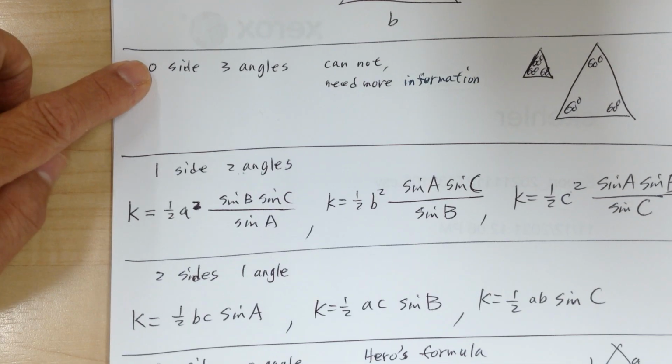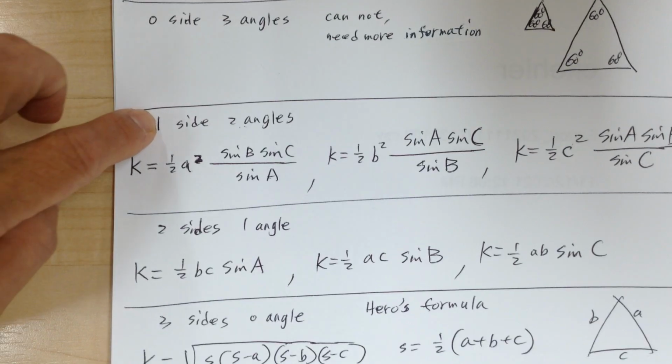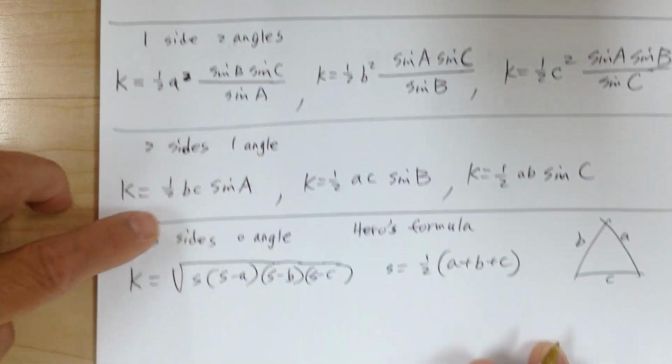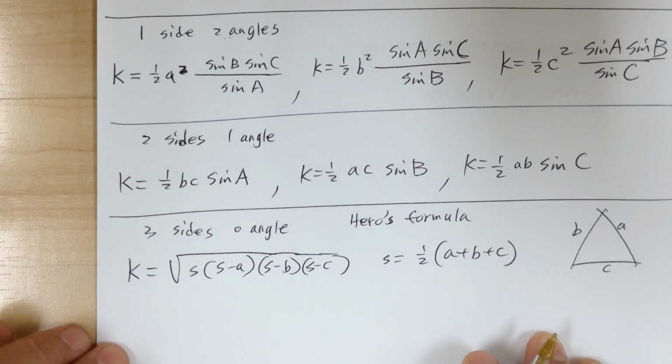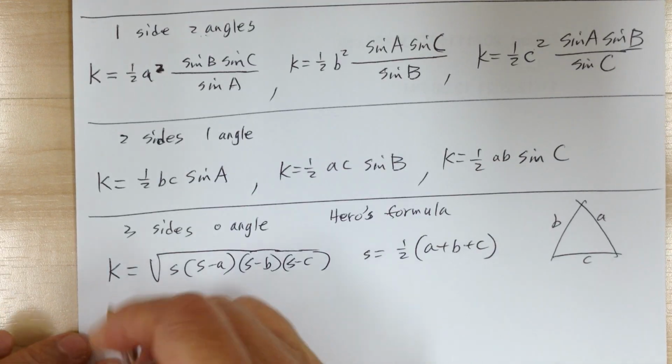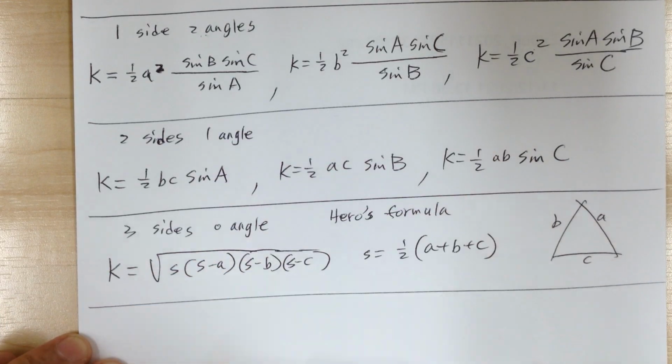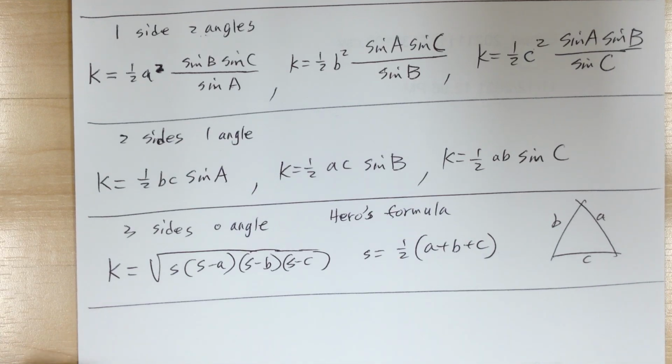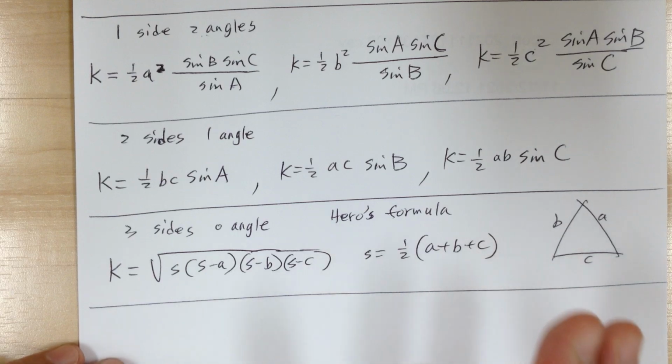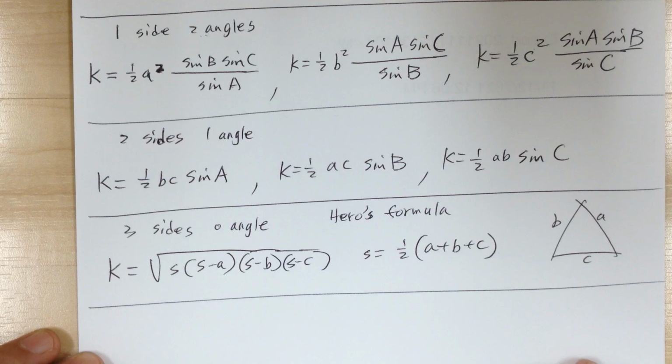Okay, so again, zero sides, three angles; one side, two angles; two sides, one angle; three sides, zero angles. So these are all the ways to find the area of a triangle without a height. The formulas are fairly easy to memorize, and you want to memorize based on the pattern.